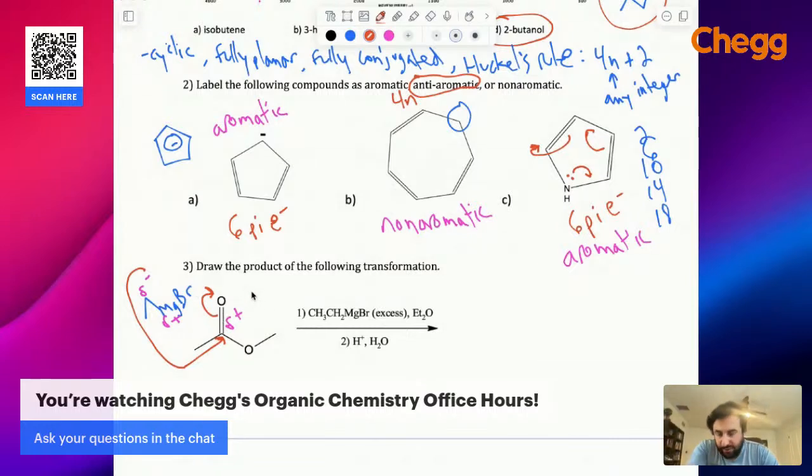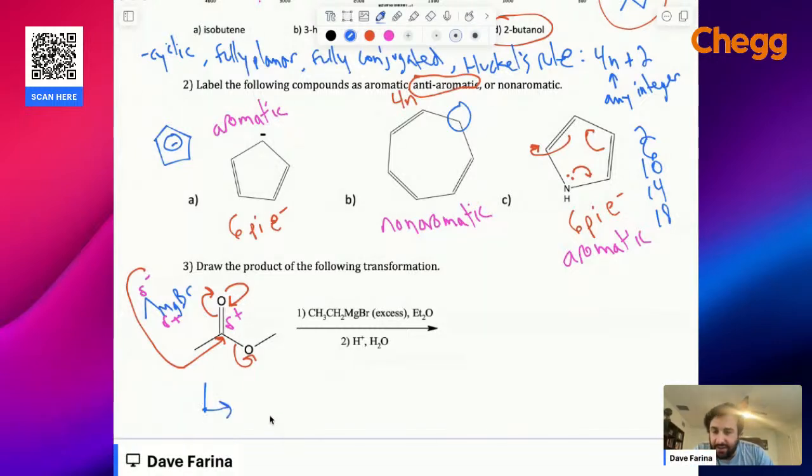We don't have a lot of room here, so I'm just going to skip a step. I'm going to have that come back down, reform the carbonyl, kick off this methoxy group. Okay, so we're going to end up with the butanone. So this right here is the new ethyl group, right? This ethyl group is from the ethyl Grignard reagent, right? And then to be thorough, we will say plus CH3O minus, right? That left too.